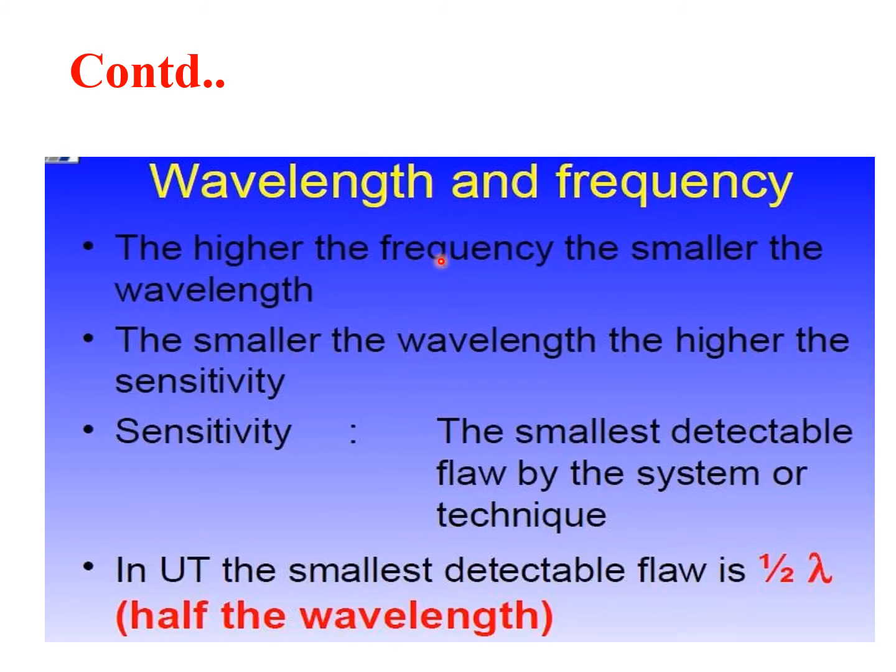Now, if you look at the relationship between wavelength and frequency, the higher the frequency, the smaller will be the wavelength, or the distance required to complete the cycle. The smaller the wavelength, the higher will be the sensitivity. The smaller wavelength will lead to higher sensitivity. The sensitivity means the smallest detectable flaw that can be detected by the system or using the technique.